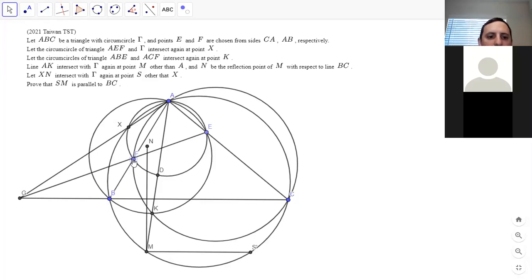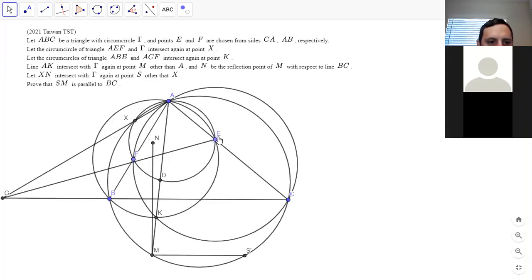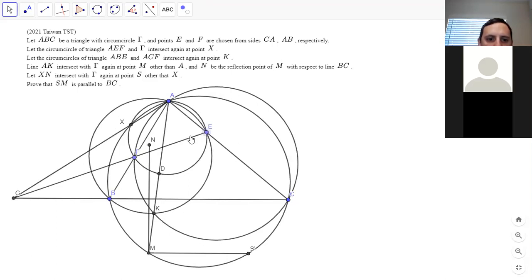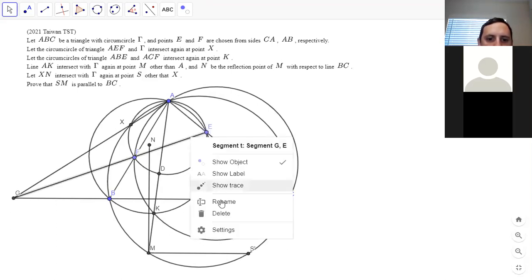Just by radical axis theorem. Okay, so we have this circle, and then we have the circumcircle of ABC. And then we don't know... no, G, F, and E are not collinear because BFEC is not cyclic. That would only be true if BFEC was cyclic.